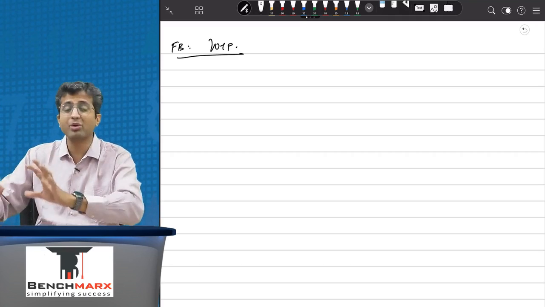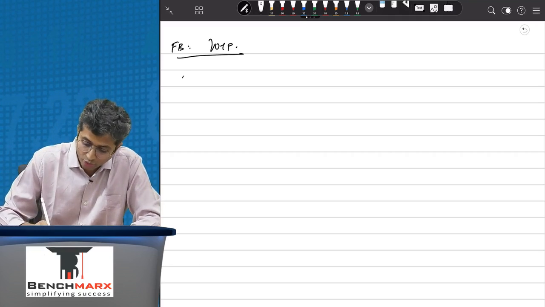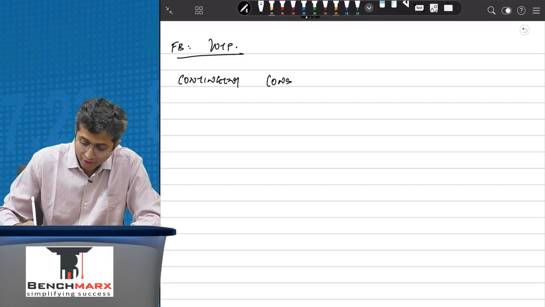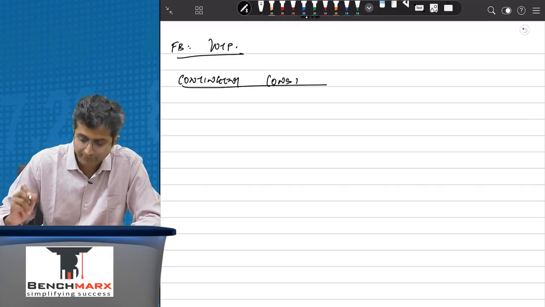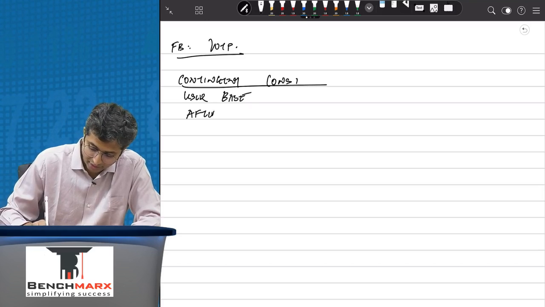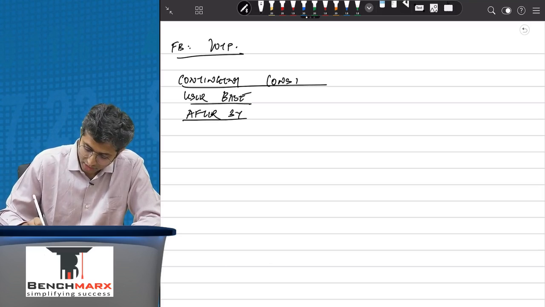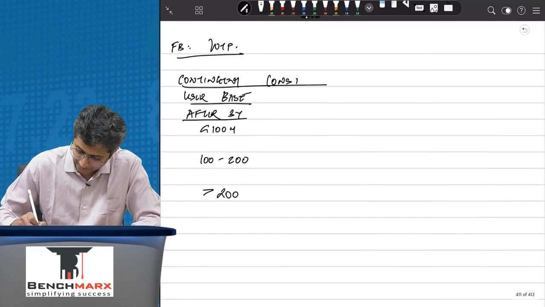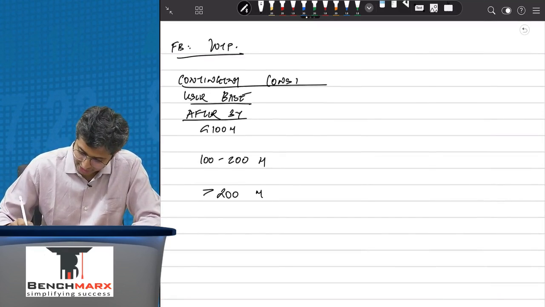So what they might do is, apart from a fixed consideration, they might agree to what you call contingent consideration, and you will study this in the chapter of business combination. So Facebook might say, for example, that if your user base after, let us say, 3 years is less than 100 million, or between, let us say, 100 and 200 million, or greater than 200 million, depending on your user base, I will issue shares. So over here, shares to be issued.